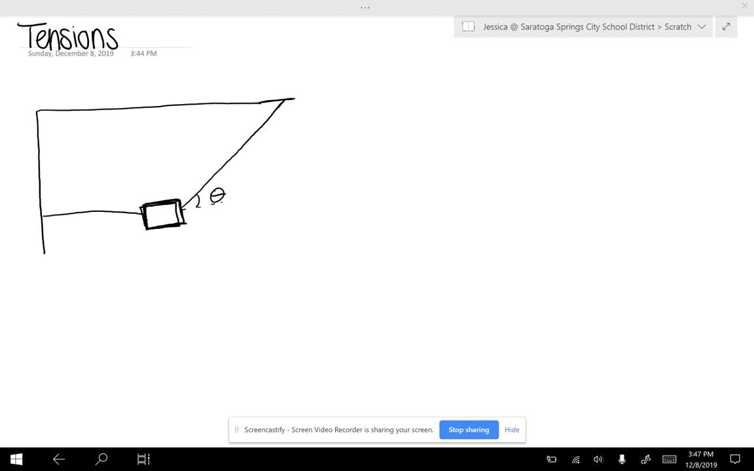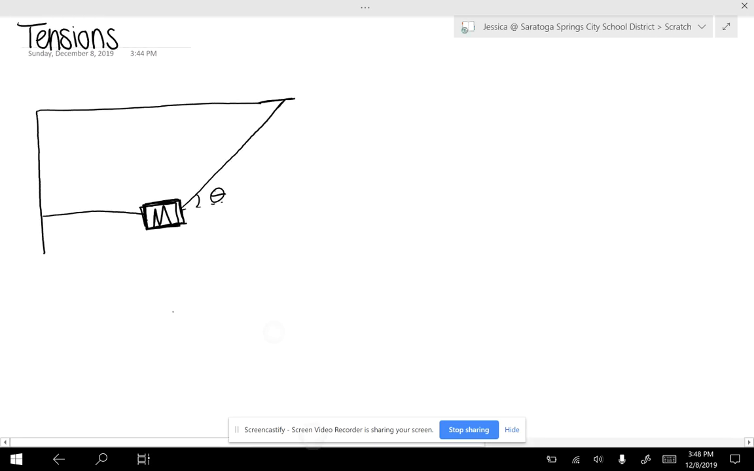So this video is going to be about tensions and basically objects at rest when there are multiple forces acting on them, and those forces are at angles. Okay? So in this first example, we have a box of mass M that is at rest and it is being acted on by two different ropes or strings.